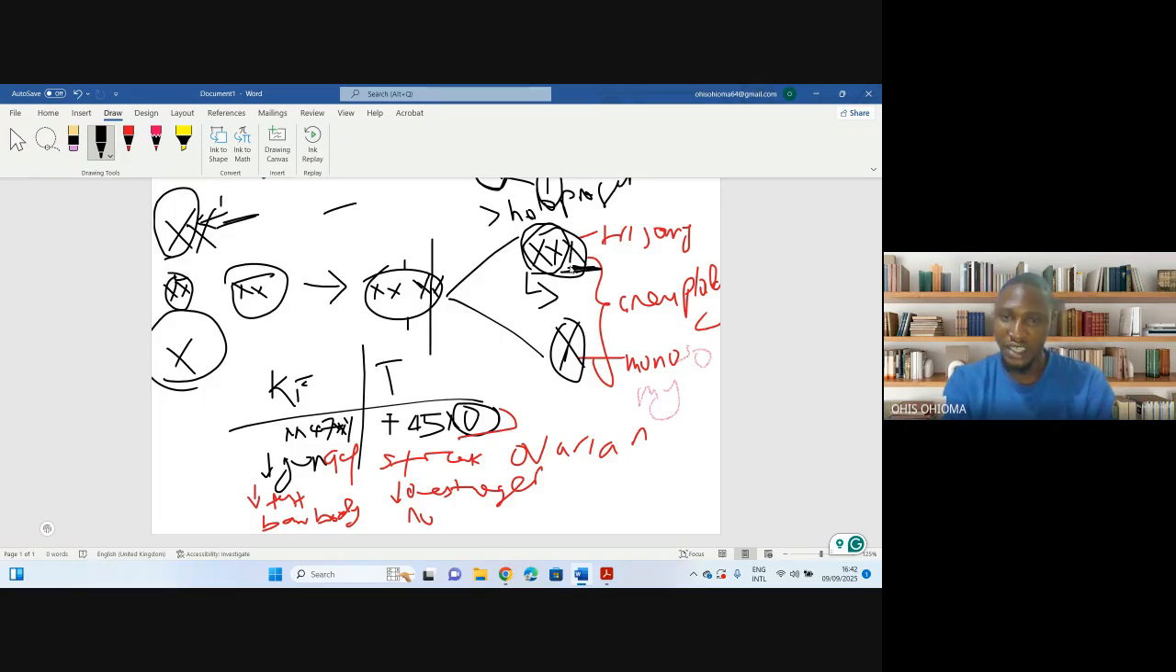So an inactivated X chromosome is known as a Barr body, and you will have that in Klinefelter, and you will not have that in Turner syndrome.